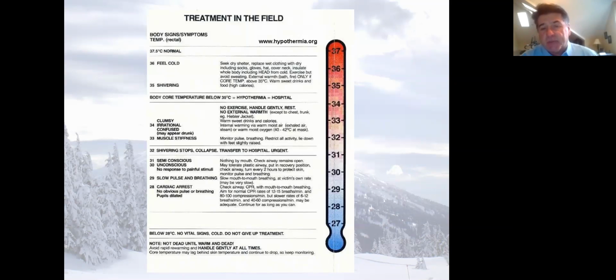As the temperature gets below 35, these are the people that you're going to have to worry about and get them to the hospital. These are the people who are going to need eventually some type of extra warming and get them there as soon as possible.